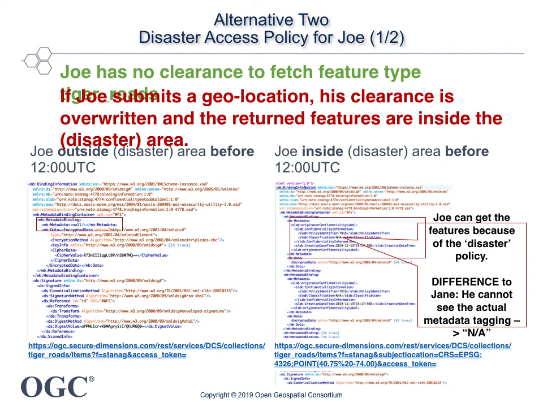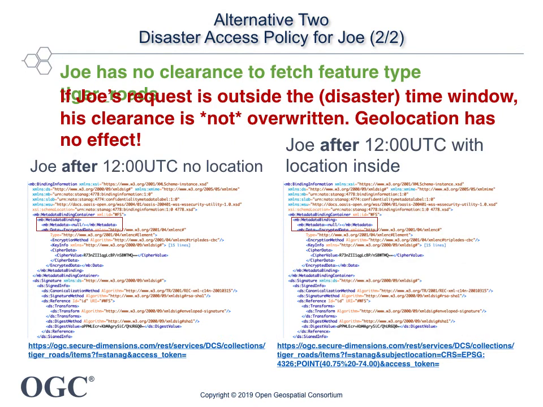The user Joe has clearance of unclassified and can therefore not fetch features of type Tiger Roads as they are marked classified. The left figure illustrates the response that does not contain any features. The right figure illustrates the response when triggering the spatiotemporal policy. The response includes the features inside the policy area, but the metadata labels for the classification are NA. The responses for Joe acting outside the temporal condition are identical. No features returned.